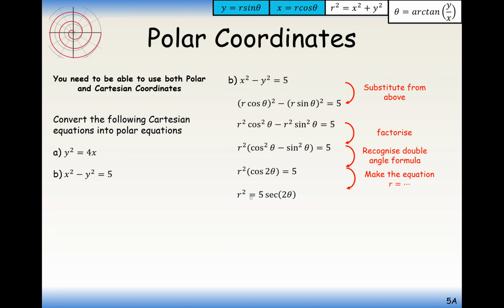So here's the final answer for part B. It wouldn't really be worth our trouble putting a square root around it, so we'll just leave it as r squared equals.